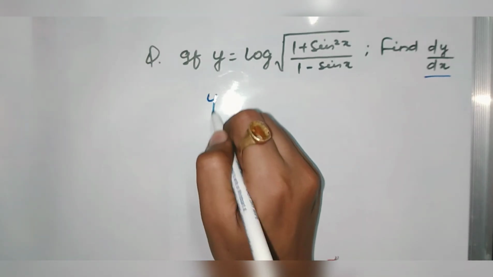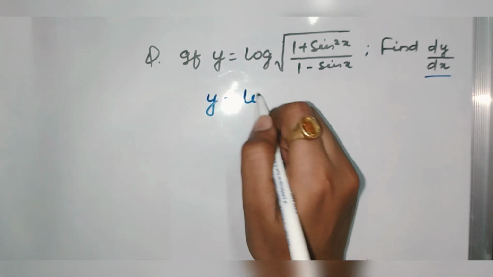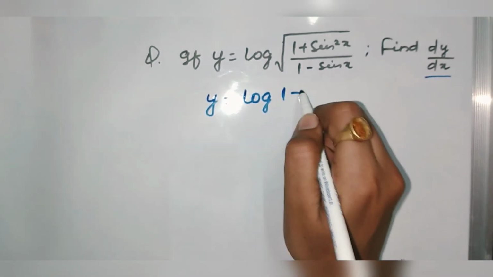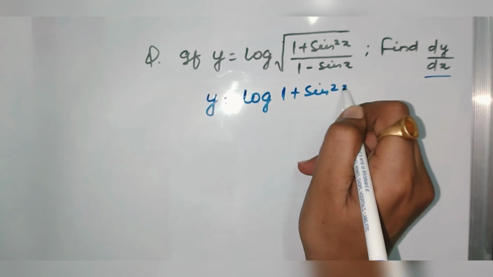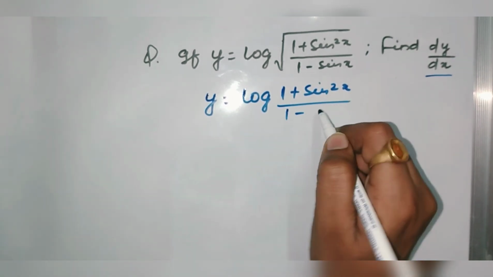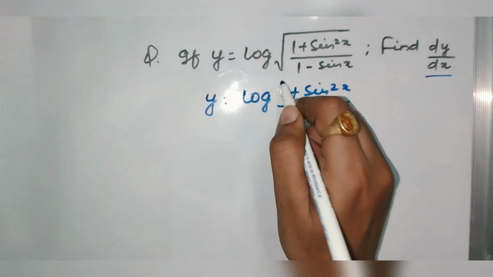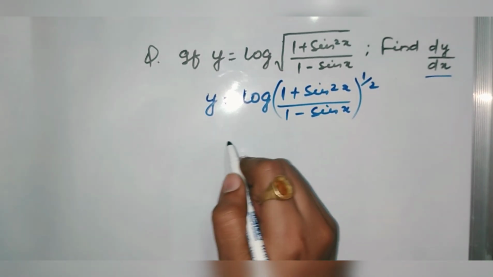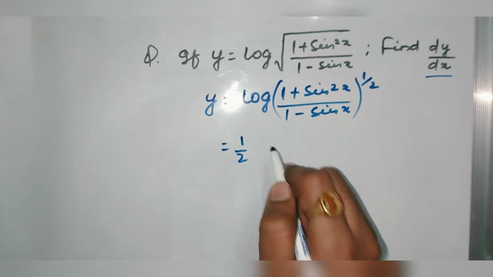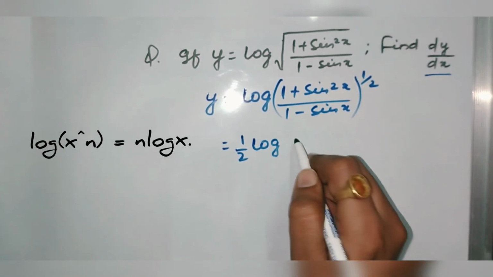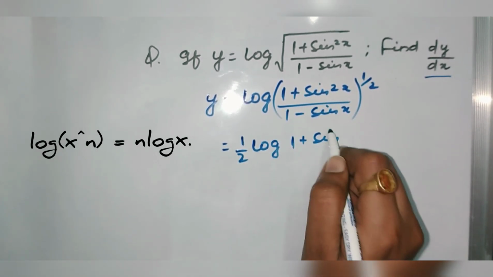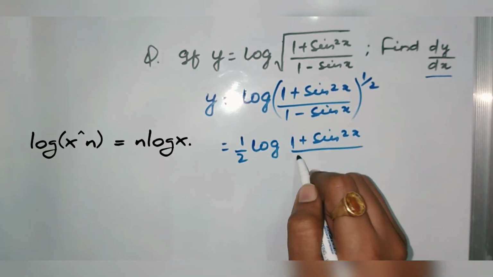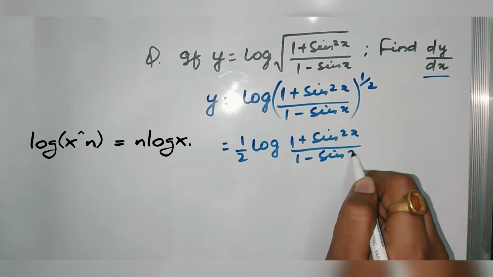For solving the question, we can write y equals log ((1 plus sin x) squared divided by (1 minus sin x)) whole to the power 1 by 2. Now we can write it as 1 by 2 log ((1 plus sin x) squared divided by (1 minus sin x)).